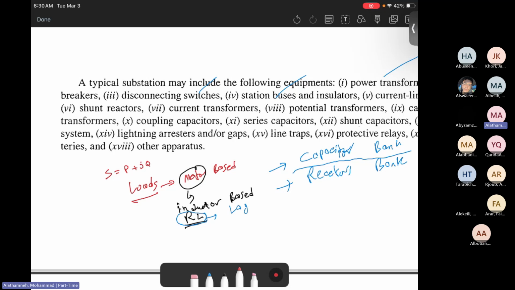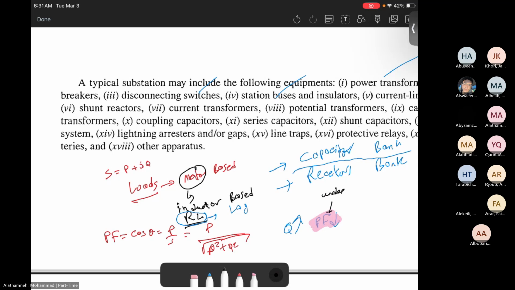And the other thing, recall the power factor. We used to say it's cosine theta, from circuits and power classes, which is P over S, or in other words, P over the square root of P squared plus Q squared. So once you increase Q, the power factor will be low. That's something undesired, which makes the power factor poor.